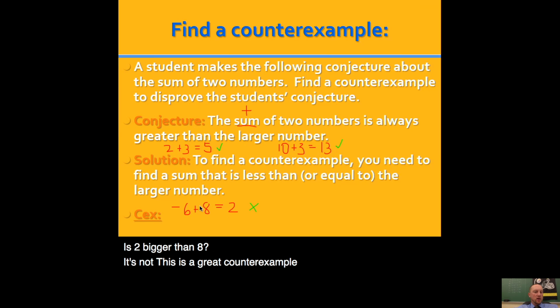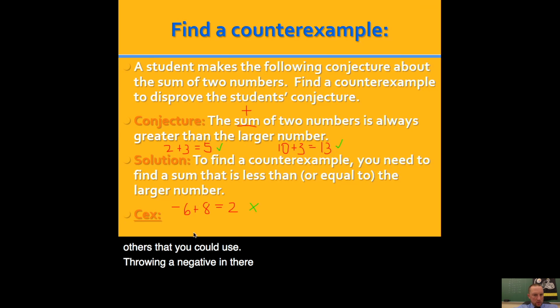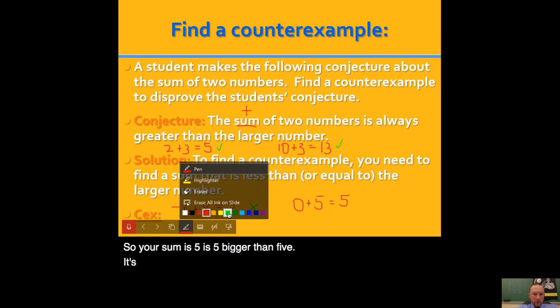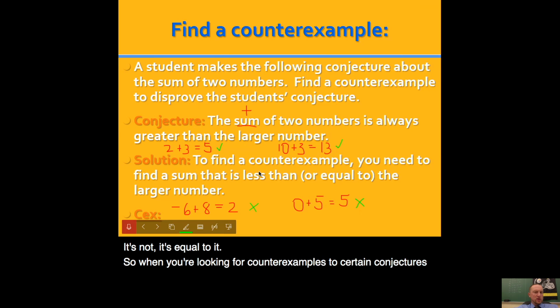And again, there's many others that you could use. Throwing a negative in there certainly helps you. But you could have also used a 0. 0 plus 5 equals 5. So your sum is 5. Is 5 bigger than 5? It's not. It's equal to it. So when you're looking for counterexamples to certain conjectures, make sure you know what numbers you're allowed to use.